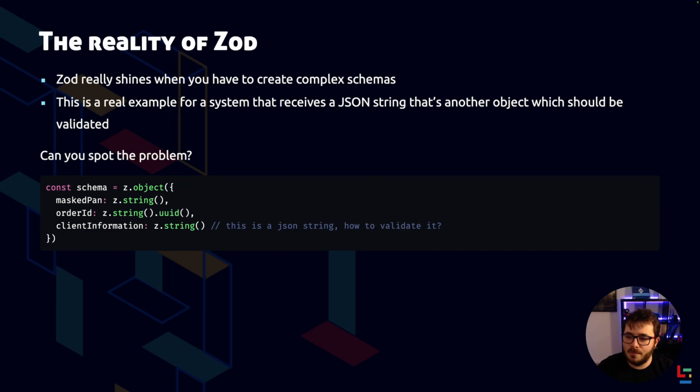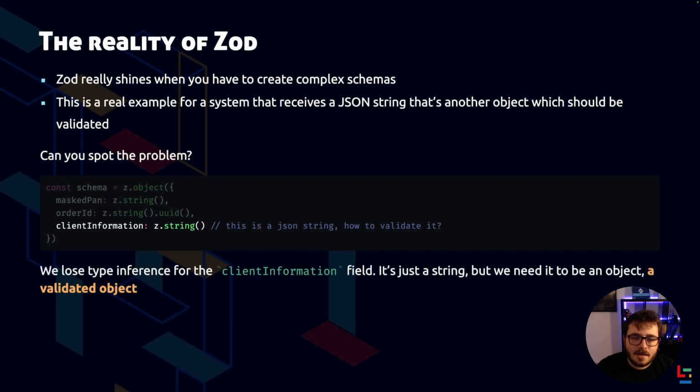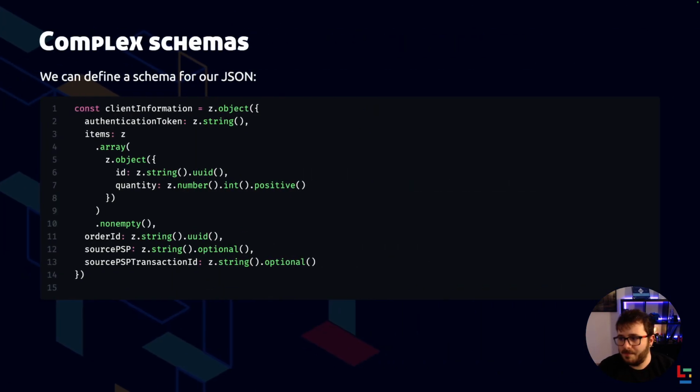Can you spot the problem in here if you have this schema? The most common case when we have a webhook is that they send this client data to us. The problem is that the client information that is sent through a string is not validated. It's not inferred. We lose the type inference from the client information, and we need this type to be validated at all times, right? So how can we do it? The first thing is that we can define our complex schema.